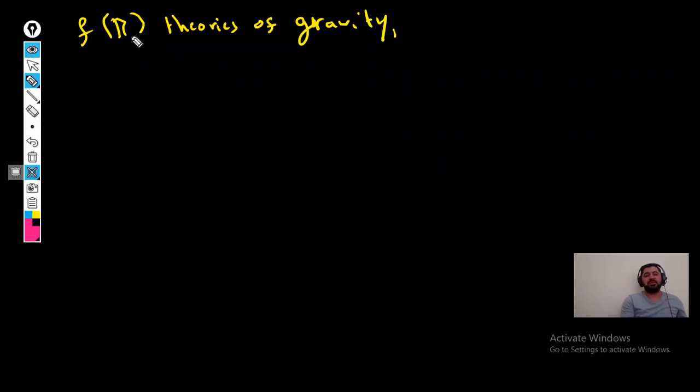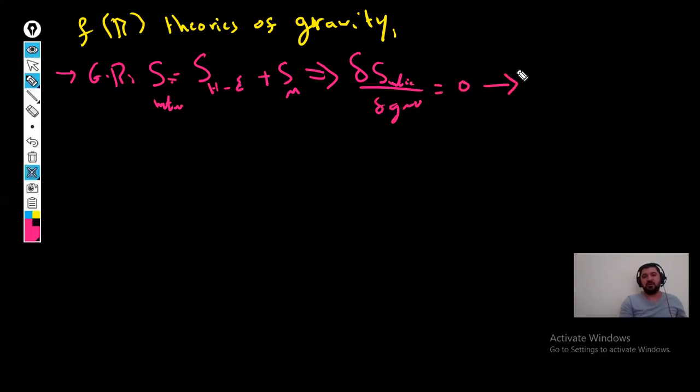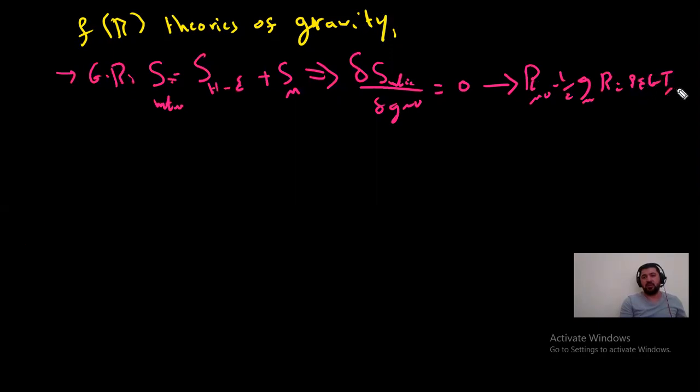The first point: we introduced general relativity, starting from the action which contains the Hilbert-Einstein action plus the action of the matter. Taking the variation of this action with respect to g mu nu and setting it equal to zero, we concluded the Einstein equations: R mu nu minus 1/2 g mu nu R equals 8 pi G T mu nu, where T mu nu is the energy-momentum tensor.